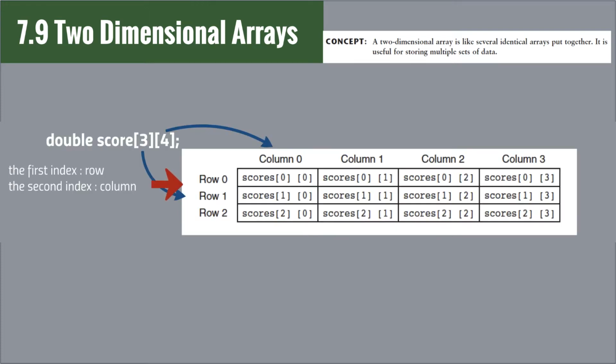In this example, the first index denotes the row number and the second index denotes the column number. For example, if we use an expression like score[1][2], it denotes the value in the second row and third column.